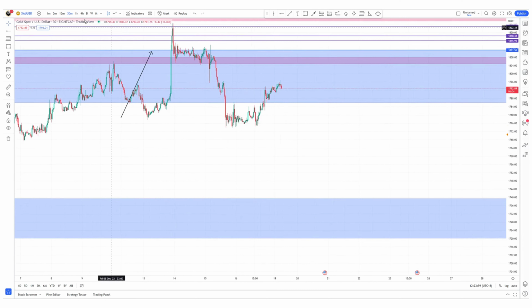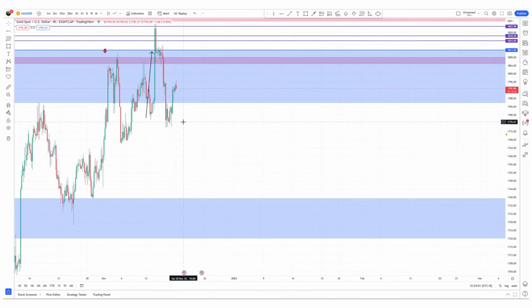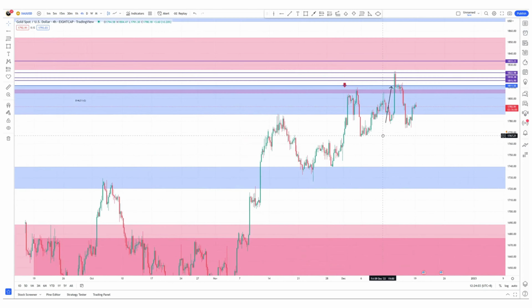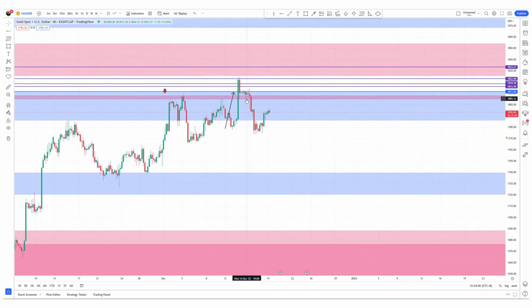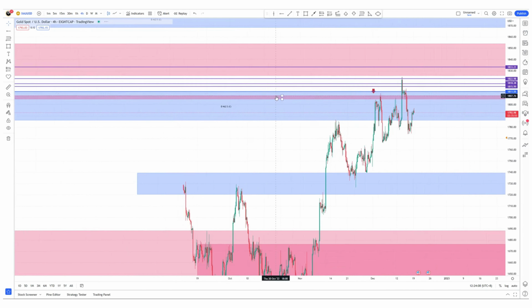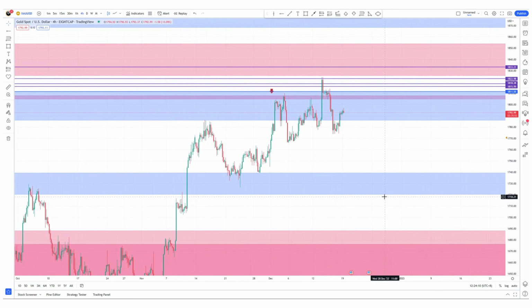Okay, so that's it for now for gold, and I will keep you guys updated, and of course new setups and whatsoever, I'll send it over. But for now, just focus on the daily, weekly zones.